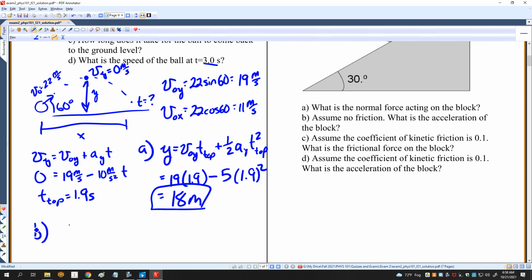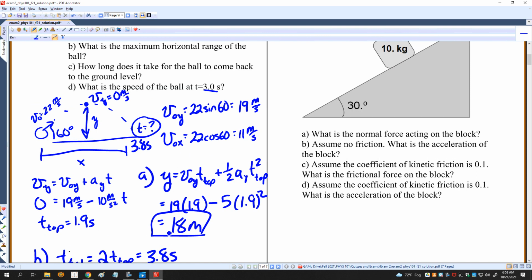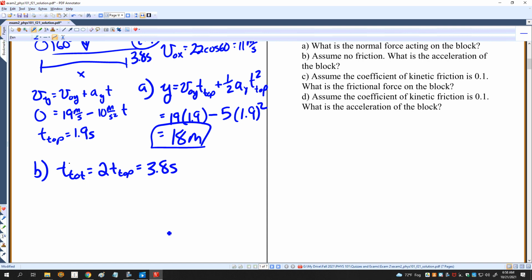Well, first we need to know what is the time out here. This is going to be twice the 1.9 seconds. So 1.9 times 2 is 3.8 seconds. So what I did there is to find t total. That's twice the time at the top of this trajectory because it takes twice the amount of time to go up as it does to come down, and that's equal to 3.8 seconds. By the way, that is, I think, going to be the answer to number C. Yeah, we'll get to that in just a second.